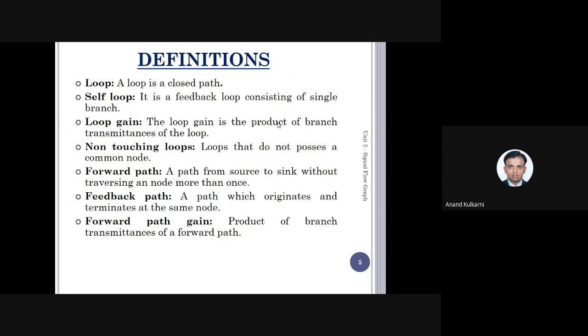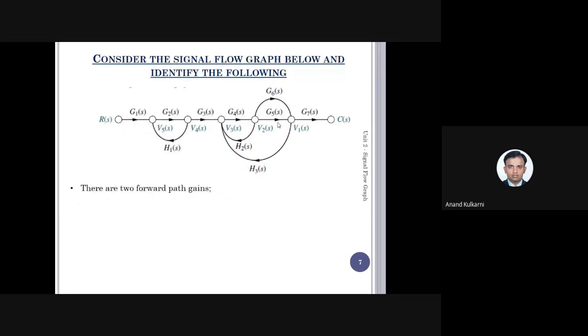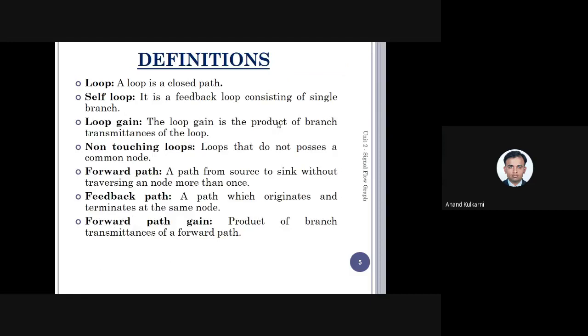Then what is a self loop? It is a feedback loop consisting of a single branch. I'll show you where it is, so during that time you'll understand that. During discussion I'll tell you regarding this loop, the self loop, how the self loop is going to look like. But at this point, just observe, it is nothing but the feedback loop that consists of a single branch. It will have only a single branch, that is called a feedback loop or the self loop.